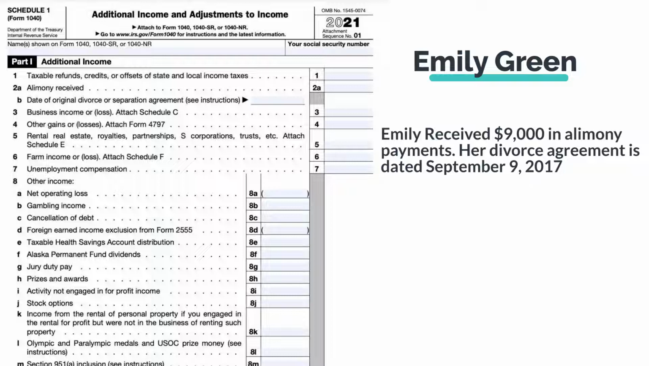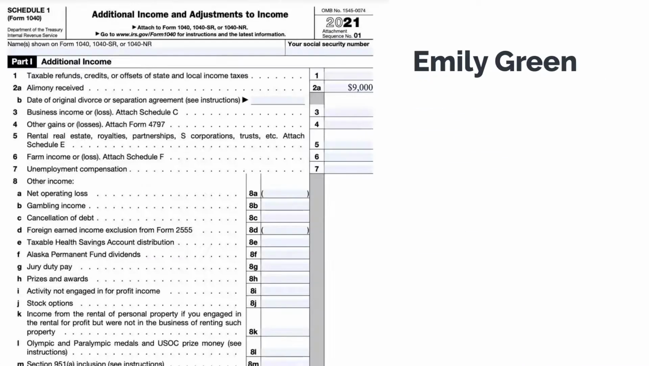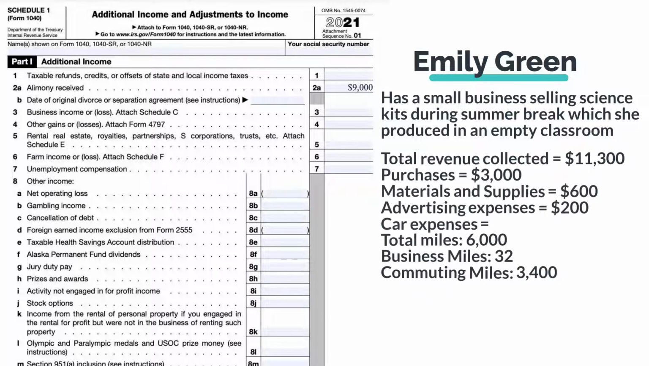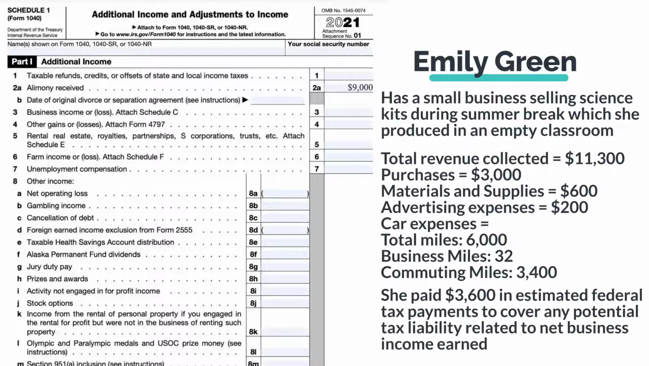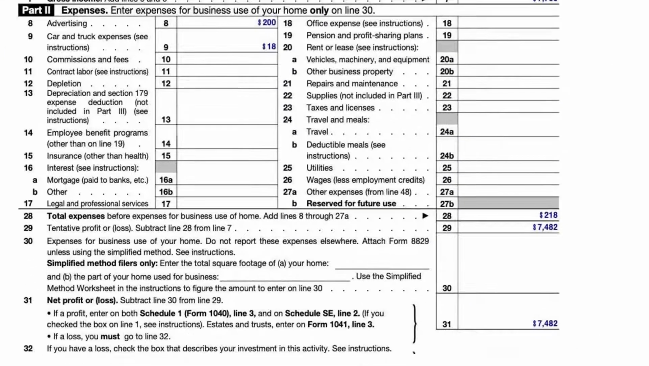For the tax year, she received $9,000 in alimony payments, and her divorce agreement is dated September 9, 2017, so her alimony is taxable. Her $9,000 of alimony is entered on line 2. On Schedule 1, line 3, business income from Schedule C is added. You will learn how to fill out Schedule C in the small business unit of the course, but for right now, we will take the amount of business income she has and enter it on line 3.